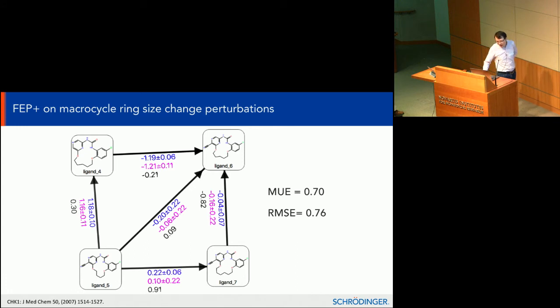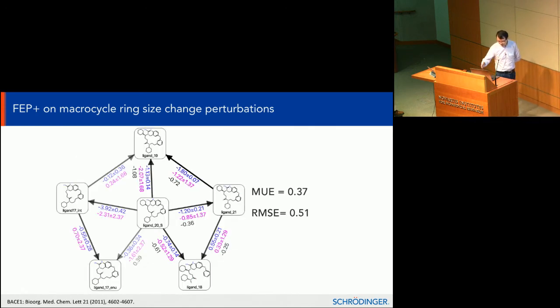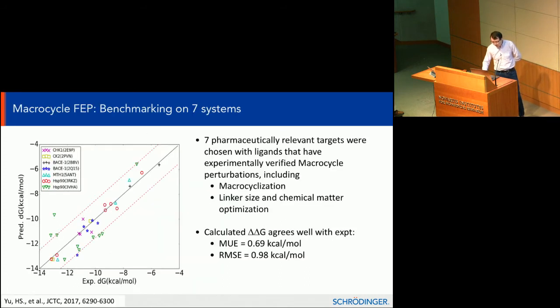And we can also evaluate ring size change perturbations like small molecules. Here's one example. For 4 CHK1 inhibitors with different ring sizes, from a 4 carbon linker to a 5 carbon linker to a 6 carbon linker, the calculation agrees well with experiment. There are many other examples that I won't talk about in detail, and we benchmarked this on 7 different targets with many different unique perturbations. Again, the RMSE is about 1 kcal/mol.